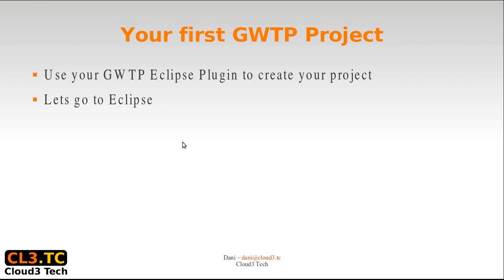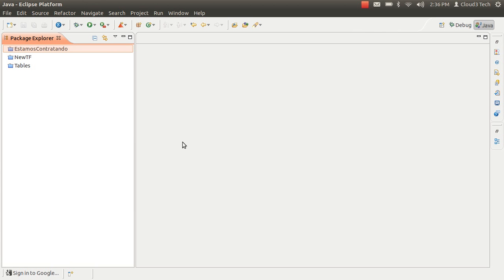So, we start with creating your first GWTP project. We are going to use the GWTP Eclipse plugin to create your first project. So let's go straight to Eclipse and get started. Here on Eclipse, if you have the plugin working, you'll see this button on the toolbox here. Click the GWTP button and choose GWTP Project.